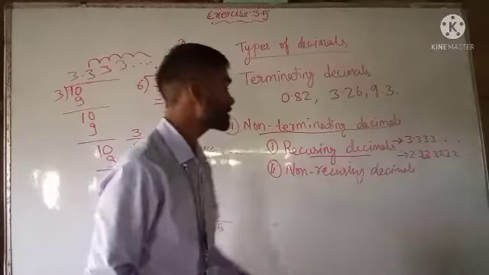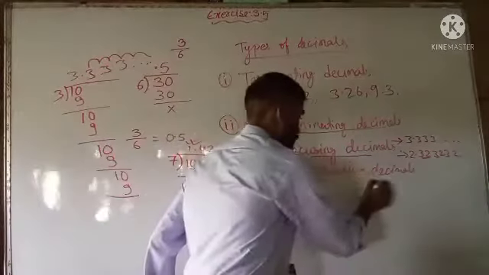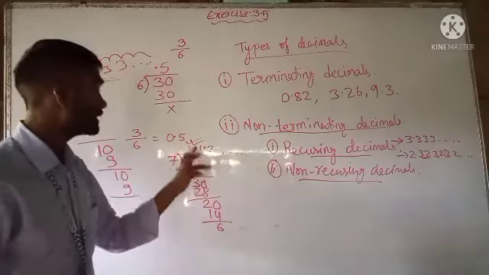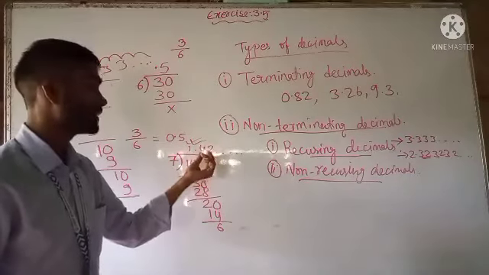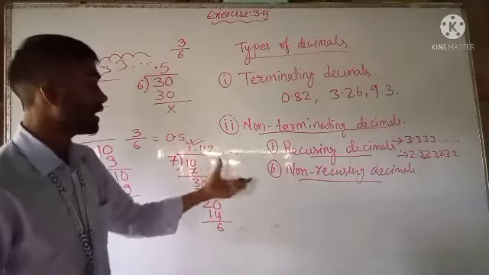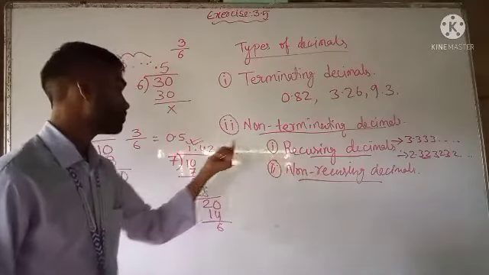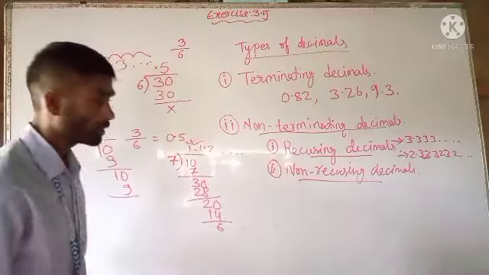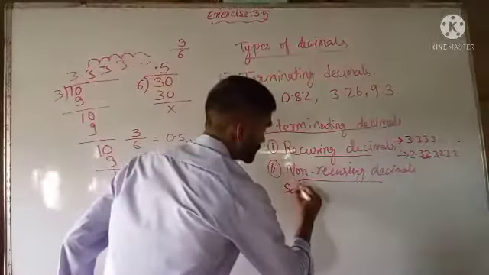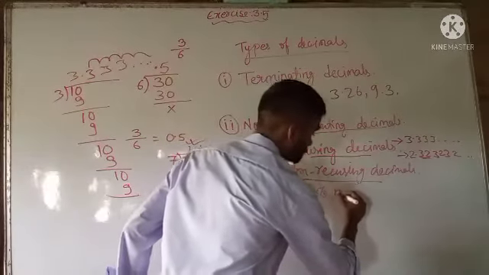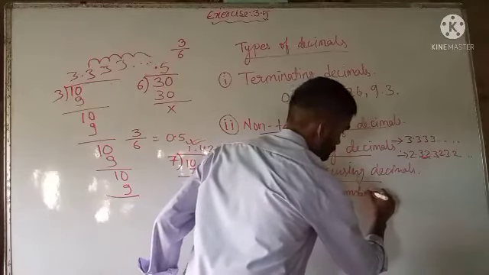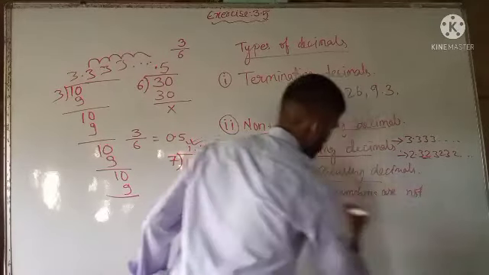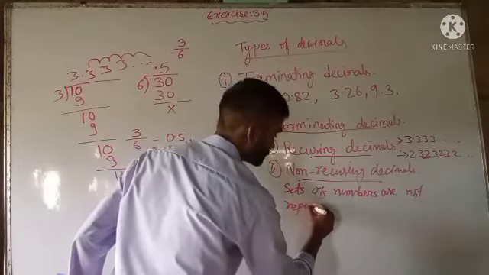Now non-recurring decimals. Here also after the decimal point the numbers go on continuously, but they are not repeated. That means the sets of numbers are not repeated.